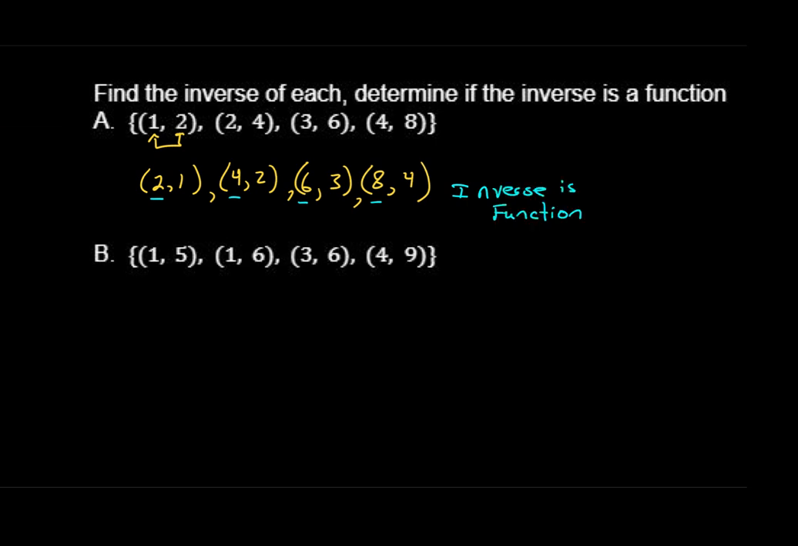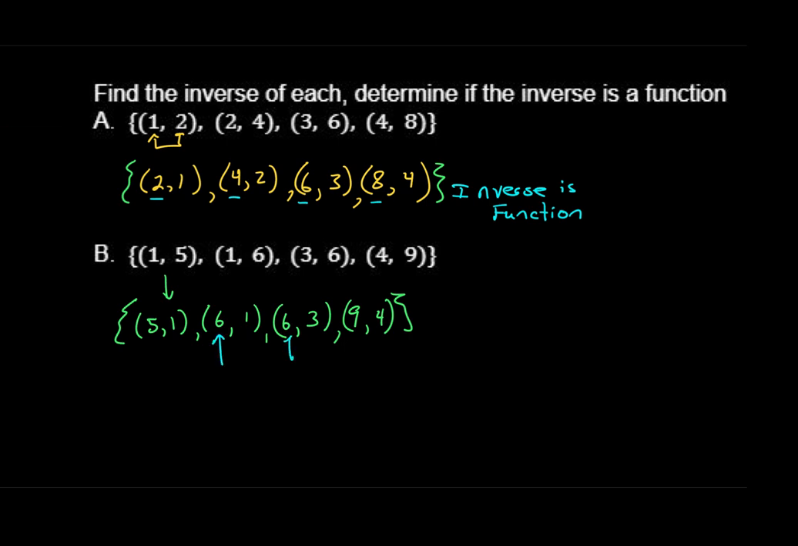Now part B, doing the same kind of thing. If we find the inverse by switching x and y, we get (5, 1), we get (6, 1), we get (6, 3), and we get (9, 4). So this is the inverse relation, and to determine if it's a function, we just have to look to see if any of our x values here are repeated with a different y value, and we can see that we have 6 in two of the ordered pairs for the x value, so the inverse is not a function this time.